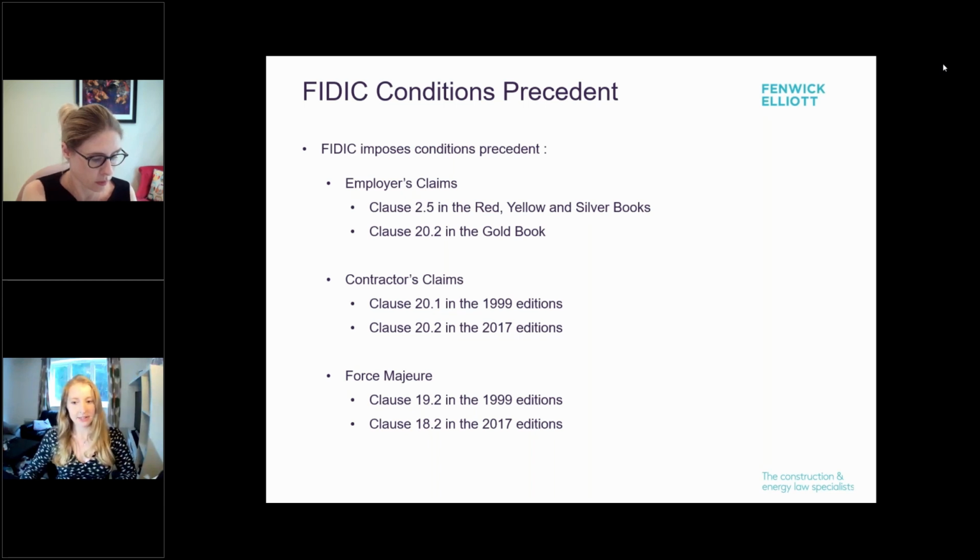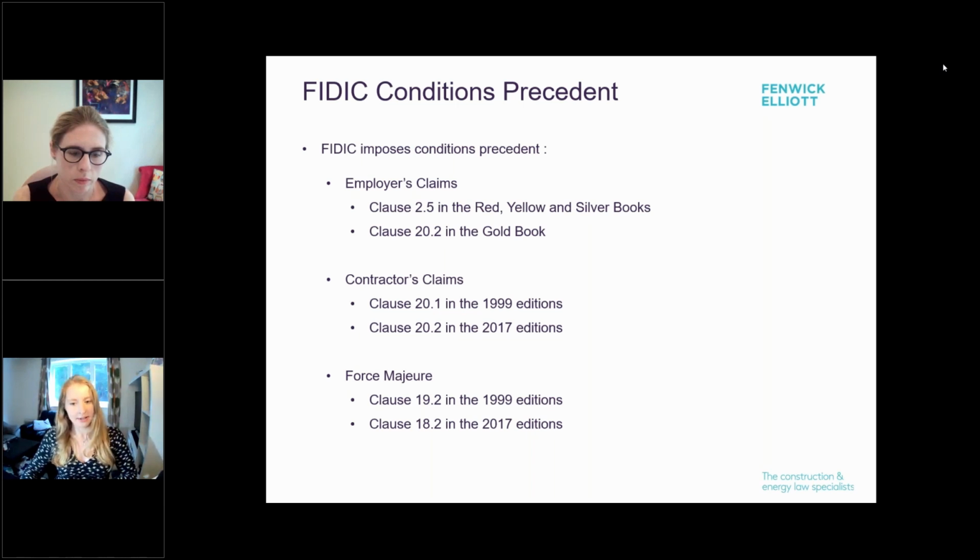Examples of the various conditions precedent contained in the standard form, employers' claims and contractors' claims are set out in the slide. And so far, I think both of us have managed to not mention the current climate, and I'm really sorry that I'm going to now, but it is likely that you have force majeure, and in particular force majeure notices, on your mind.